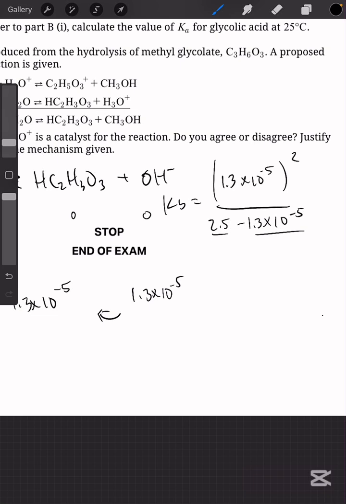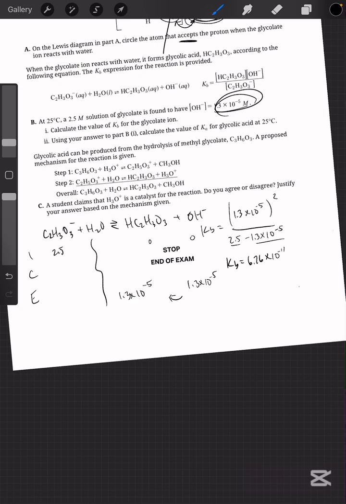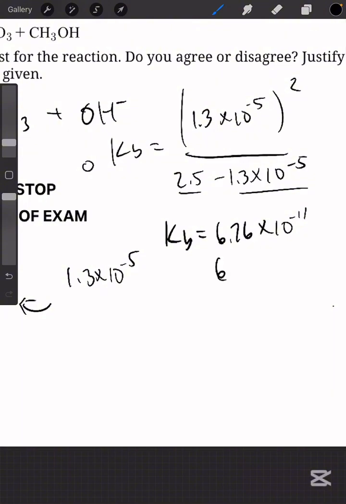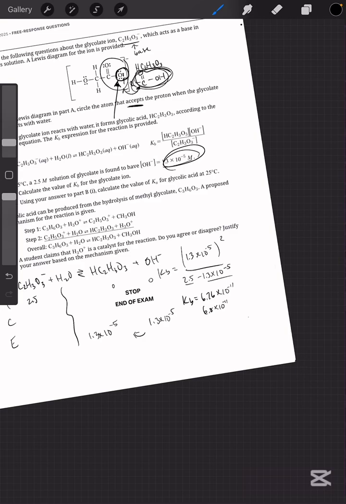So if you plug this into your calculator, okay, so I got Kb is 6.76 times 10 to the negative 11. So I guess you can round to 6.8. But it also doesn't ask to round, so I guess you don't have to.